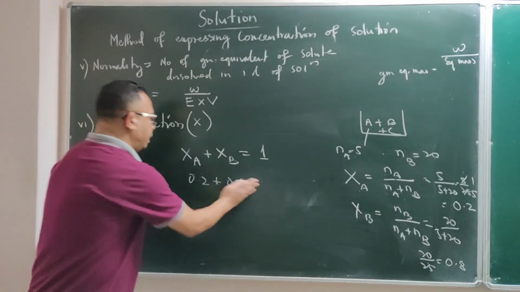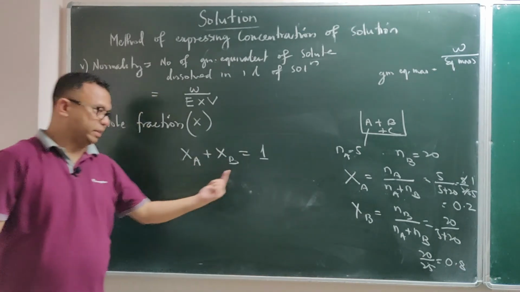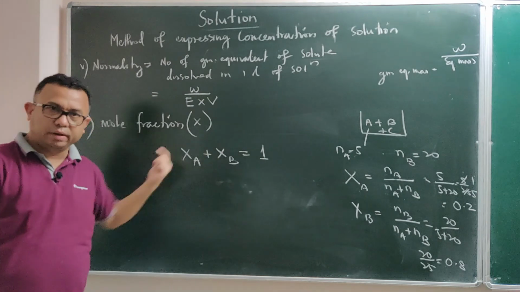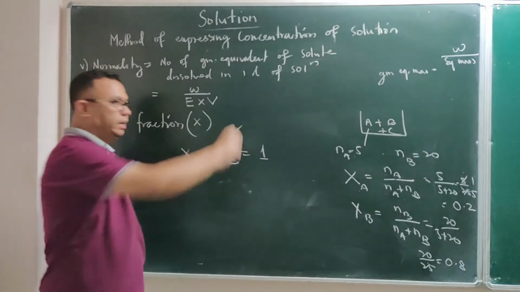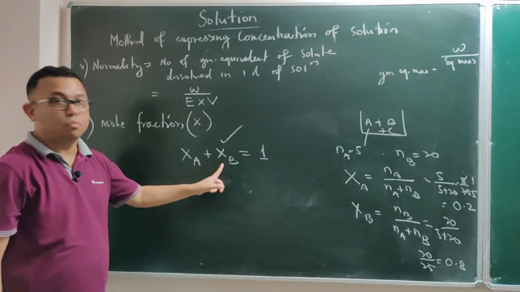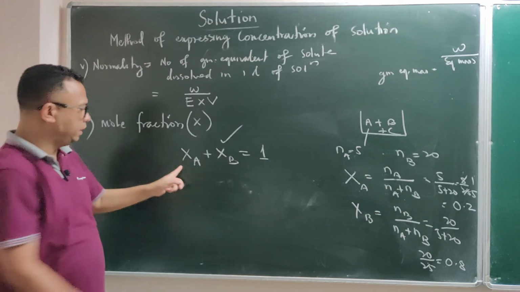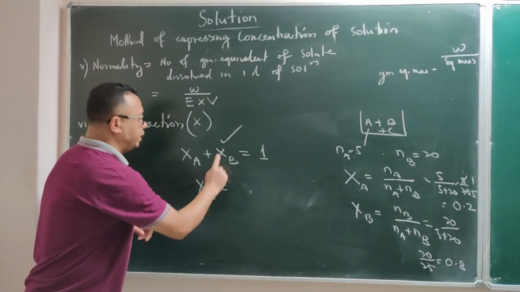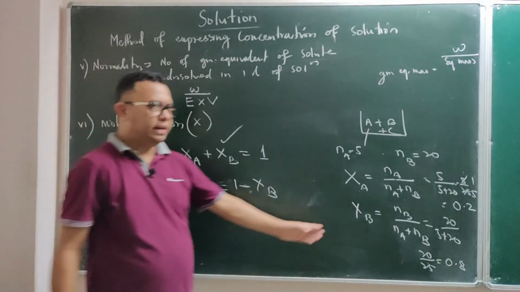So that means if I know the mole fraction of one of the two, if I know XA, I can find XB. If I have XB, then I can find XA. For example, let's suppose in a particular question the number of moles and all are not given, but you are given directly the mole fraction of B, and you are asked to find the mole fraction of A. Take this XB to that side: XA equals 1 minus XB. See, was it really necessary to find XB?